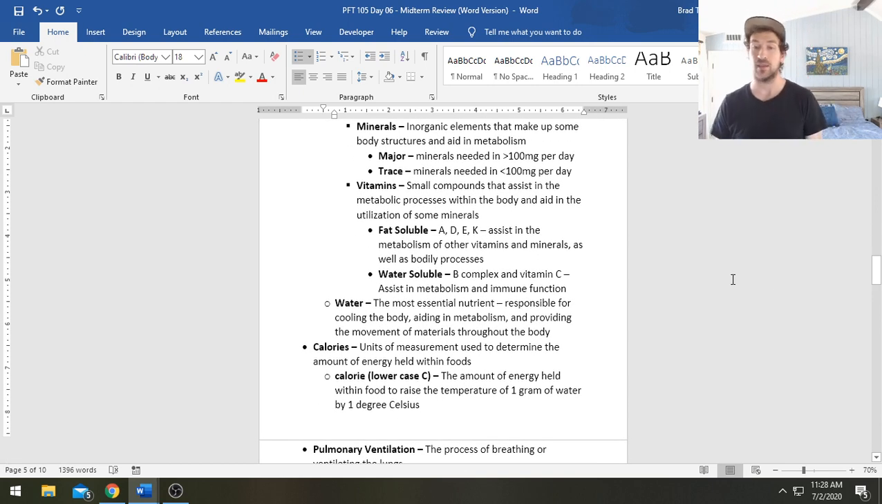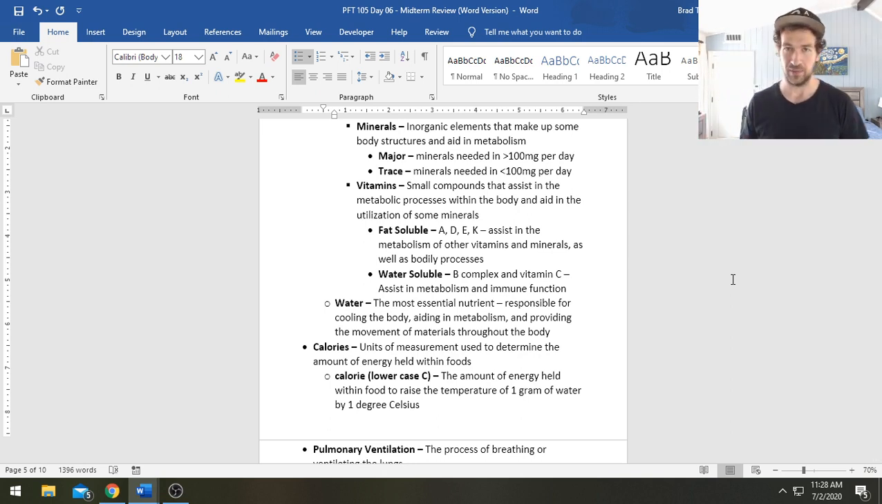Minerals are inorganic substances. A lot of times they make up the structures of our body and they aid in metabolism. So you're going to have major minerals and trace minerals, right? For instance, later on, we're going to talk about action potentials, how our body generates electrochemical signals. Well, it uses the minerals sodium and potassium to do that because those two ions have different levels of charge. Major minerals are minerals that you need in greater than 100 milligrams per day, and trace minerals are ones that you need in less than 100 milligrams per day.